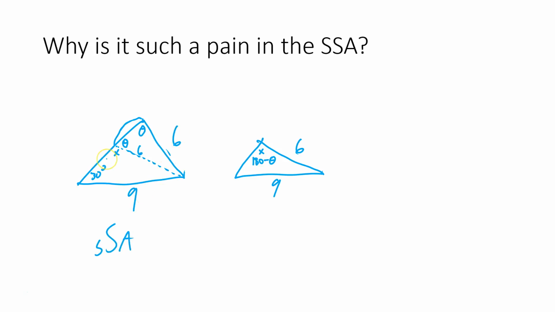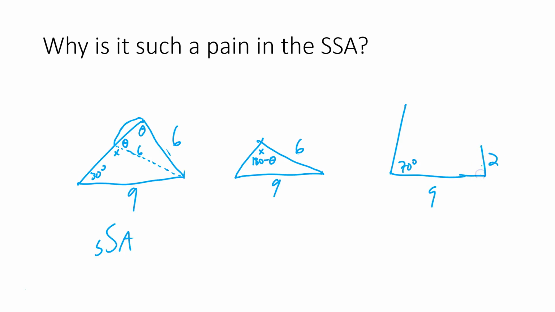Little side, big side, angle. And when that happens, it's also possible that no triangle is possible. So for example, I could make this 30 degrees bigger. Let's say we make it like 70 degrees. And this is still a length of 9, but let's make this like a length of 2.